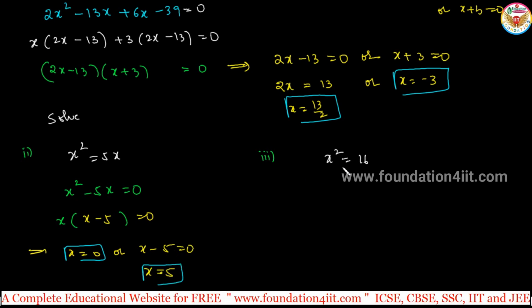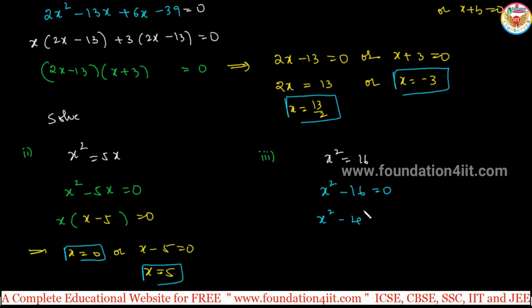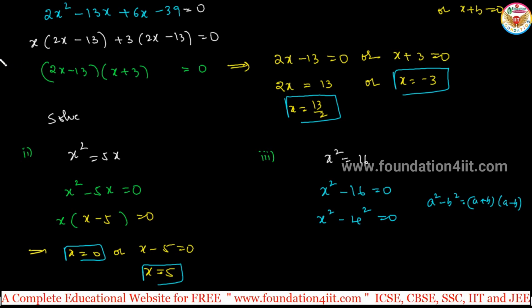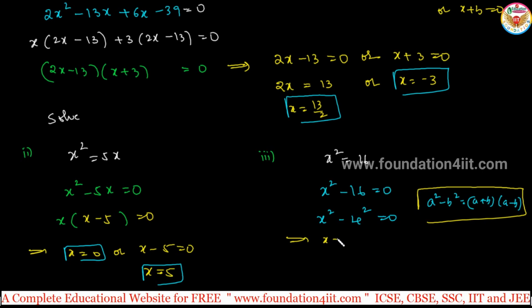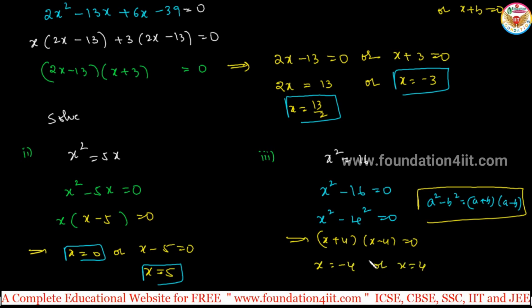Same way here also. x square is equal to 16. So x square minus 16 is equal to 0. This minus 16 I can write as minus 4 square. So a square minus b square formula. a square minus b square is equal to a plus b into a minus b. Okay, this formula we can use. According to this, x plus 4 into x minus 4 is equal to 0. That is x is equal to minus 4 or x is equal to plus 4 if you use the zero product rule.